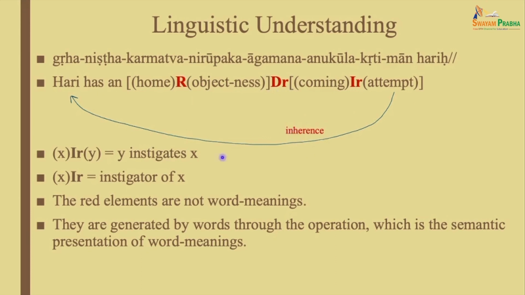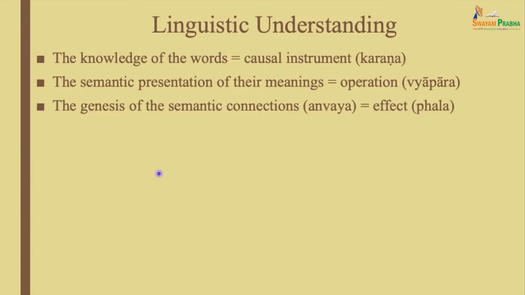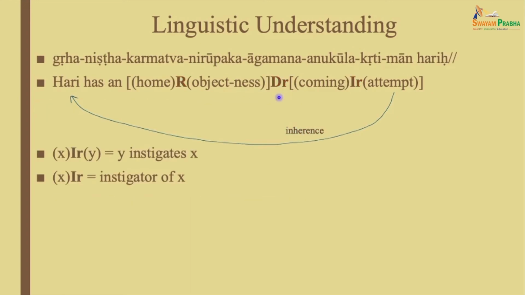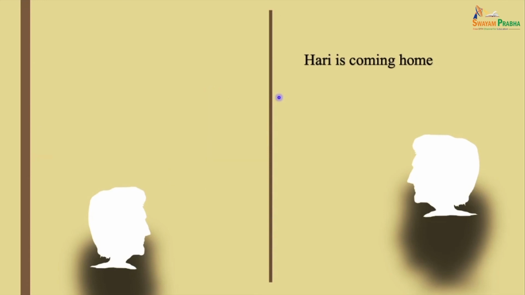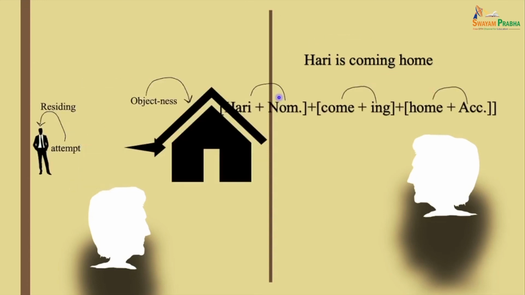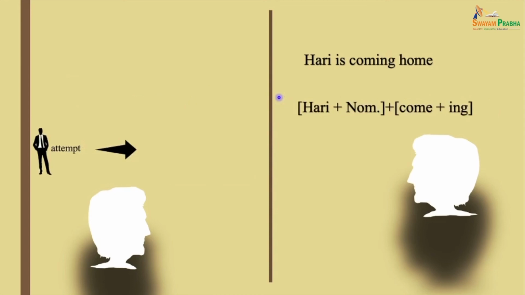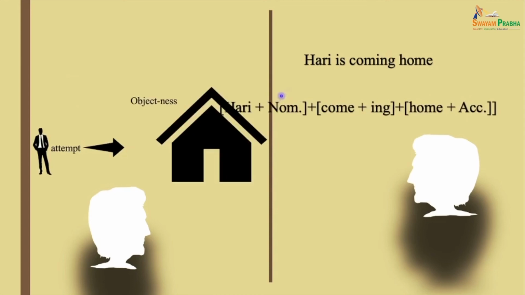So here is the causal analysis of it. We want to once again look at this computation as a causal procedure. So what is the causal instrument here? The karana is the knowledge of the words. Here the words are "Hari is coming home." And the semantic presentation of the meanings, which is this part where things were presented. So all these things are presented, right?